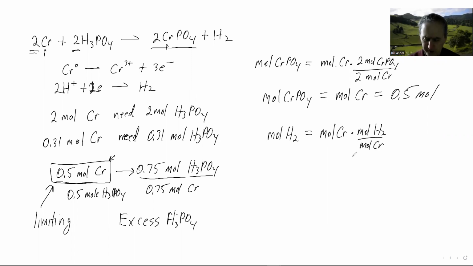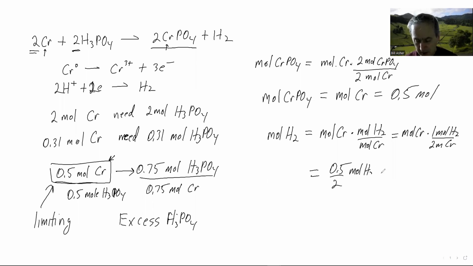And there, the stoichiometric coefficient is moles chromium times 1 mole hydrogen divided by 2 moles chromium, right? So it's a half. So if I started with a half a mole of chromium and it all got converted, I'm going to have 0.5 divided by 2 moles H2, and that's going to be equal to 0.25 moles H2.